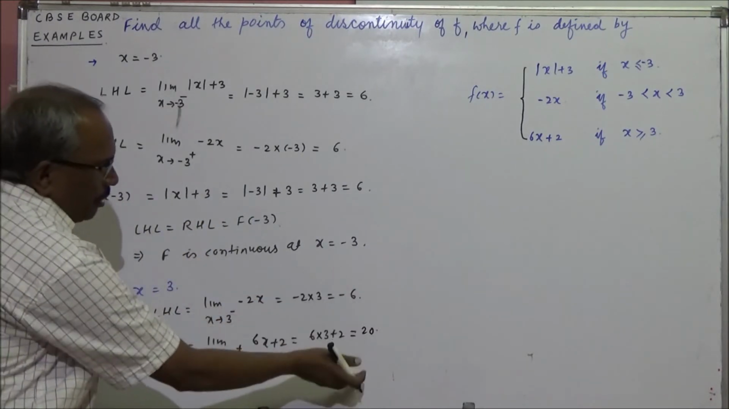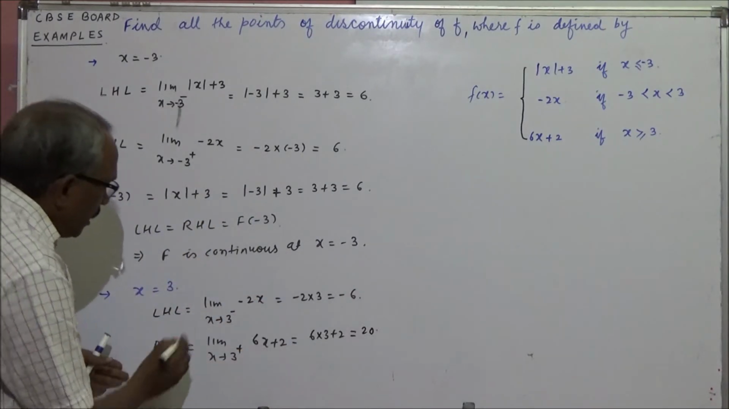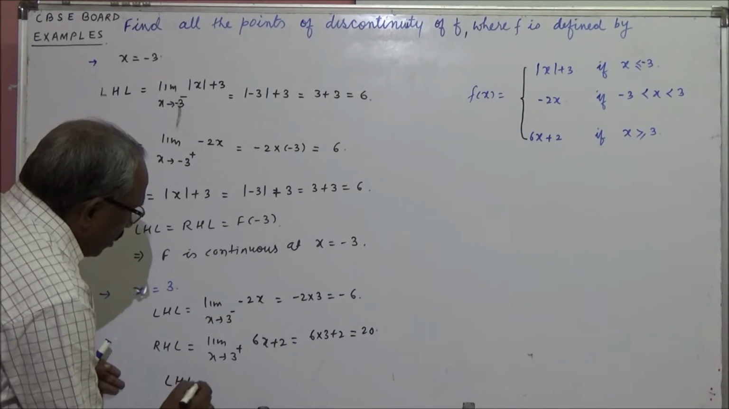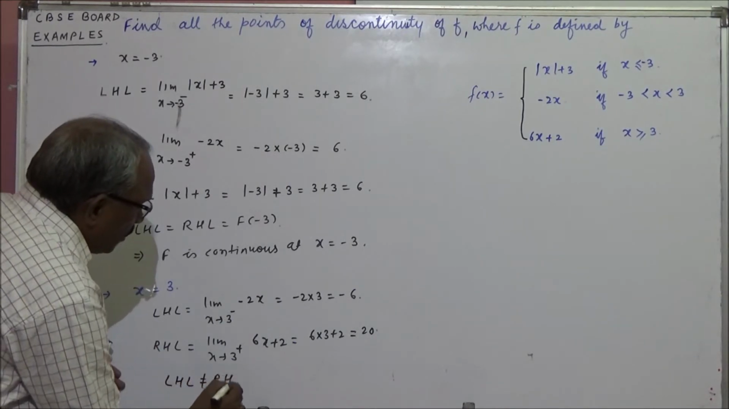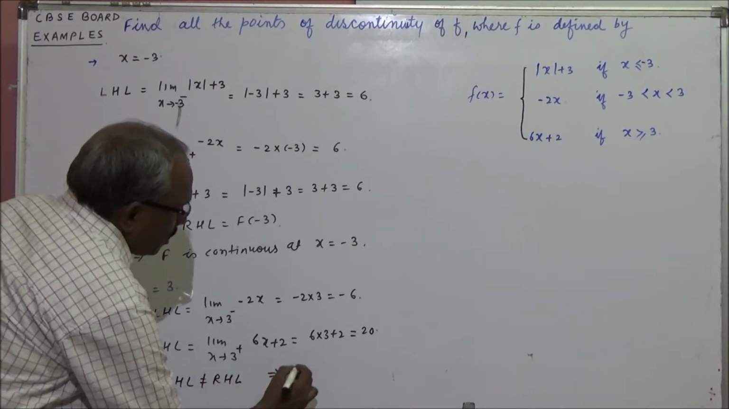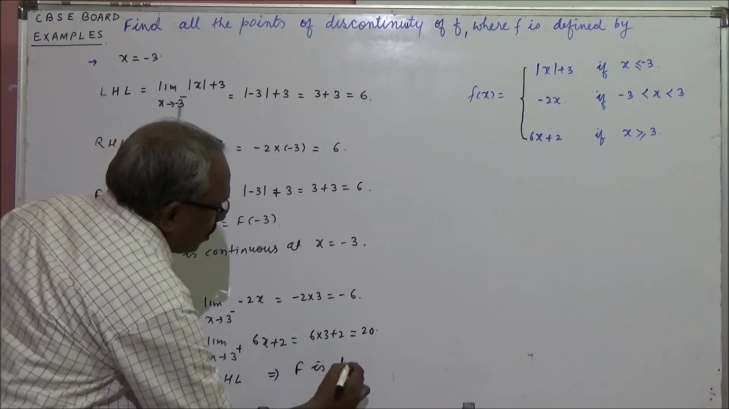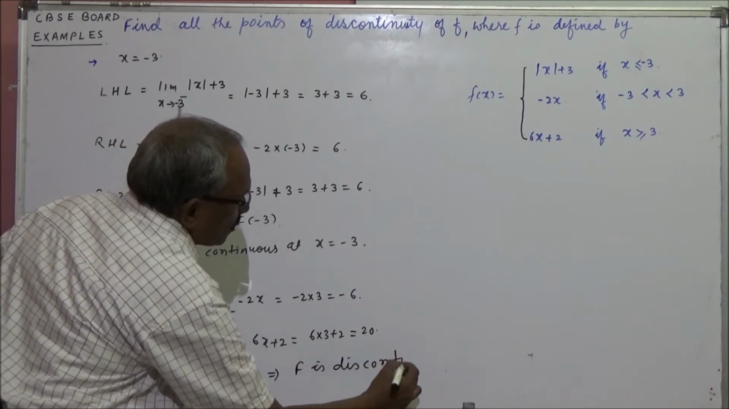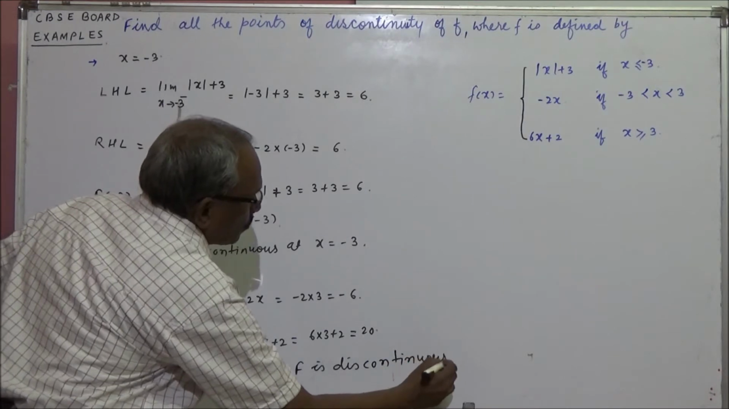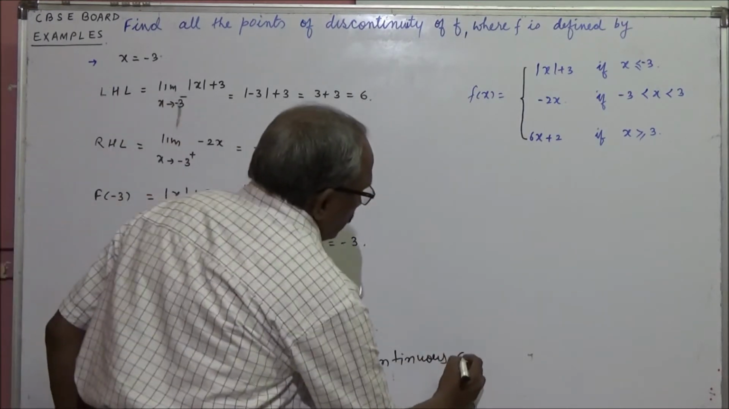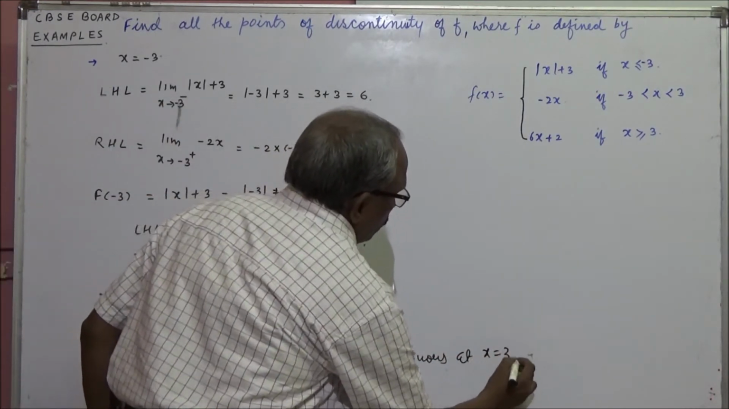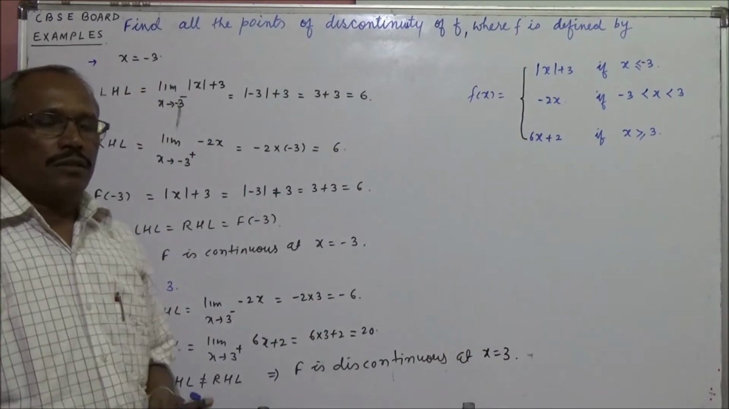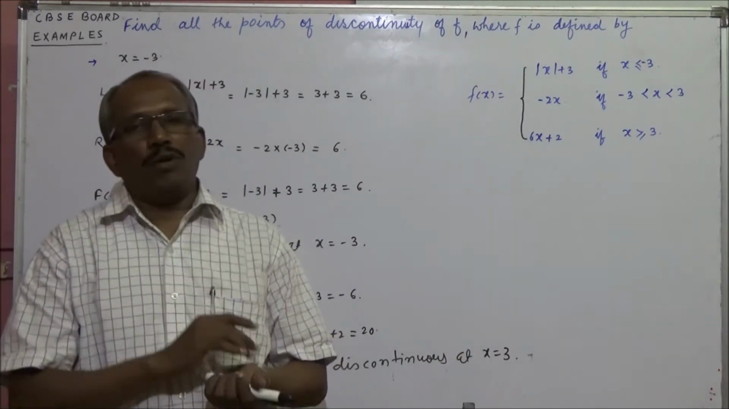So here itself, no need of calculating f of 3. LHL is not equal to RHL. So this implies f is discontinuous at x is equal to 3.